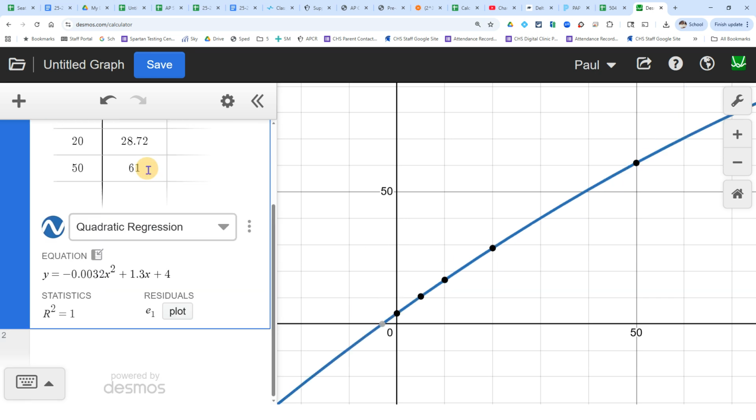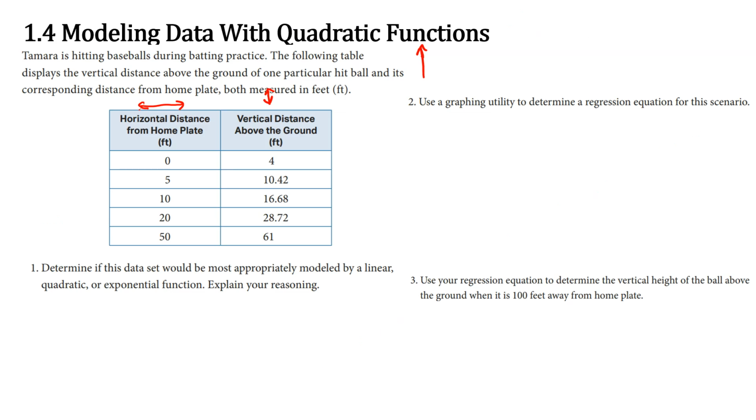So let's try a quadratic. Hey, look at that. Our R squared is 1. So here is our function that we're going to need. Writing it down so I make sure it is negative 0.0032 x squared plus 1.3x plus 4. Okay.